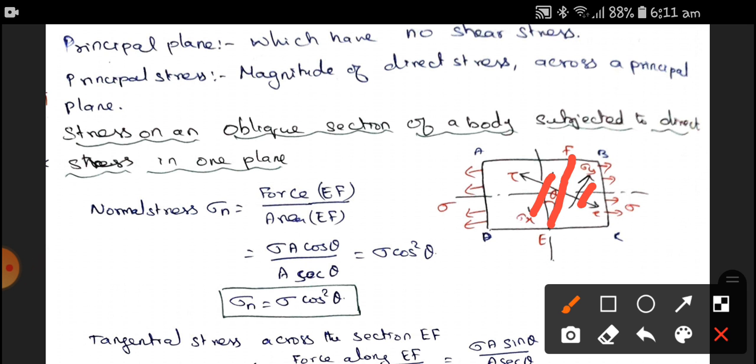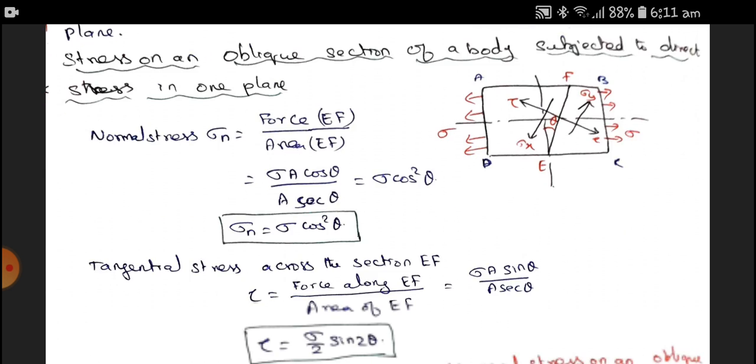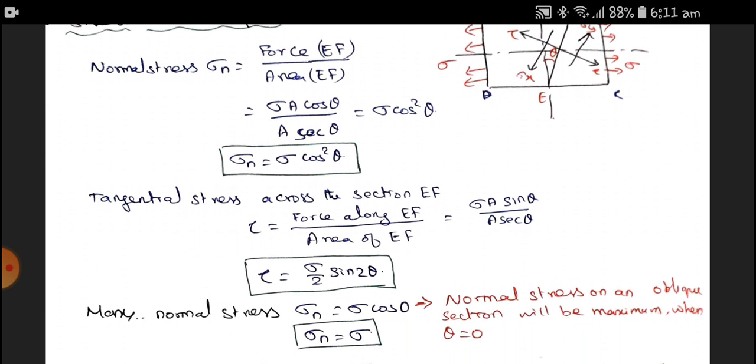Here, the normal stress is equal to force by area. As we know, the force is sigma into A cos theta, divided by the area, which is A secant theta. We know that cos by secant is equal to cos square theta. Therefore, normal stress is equal to sigma into cos square theta.